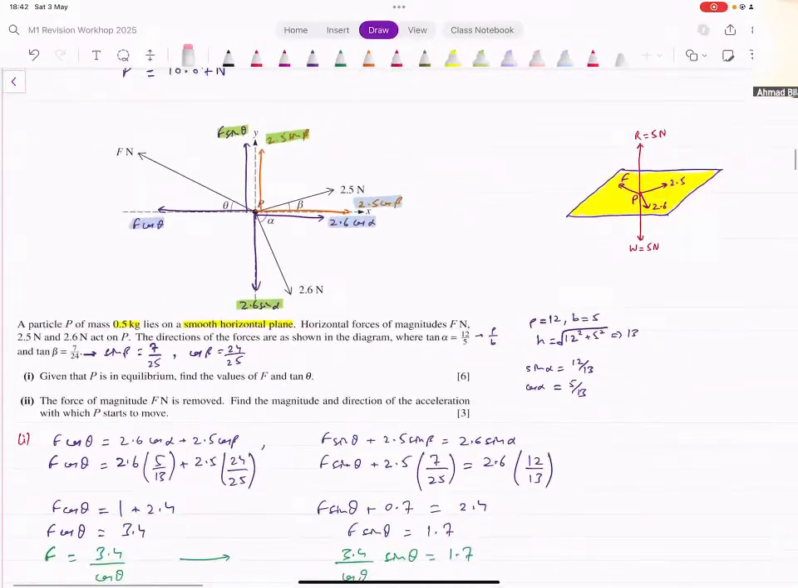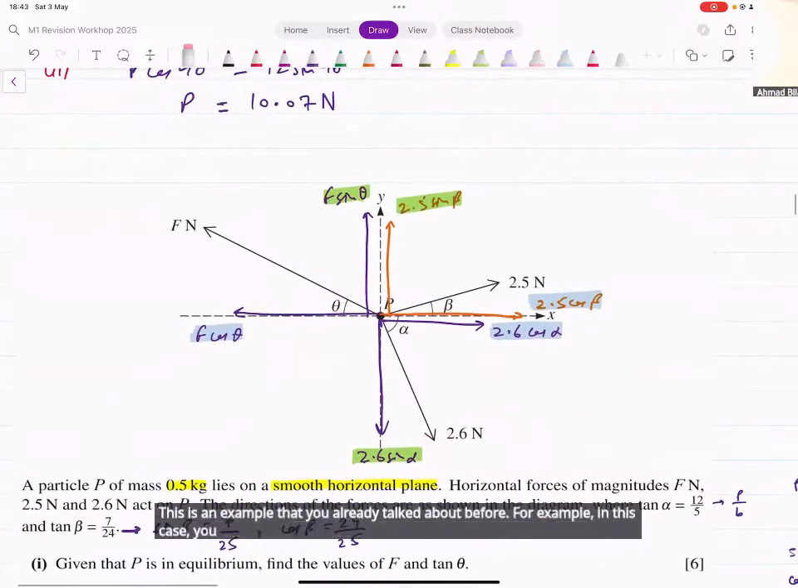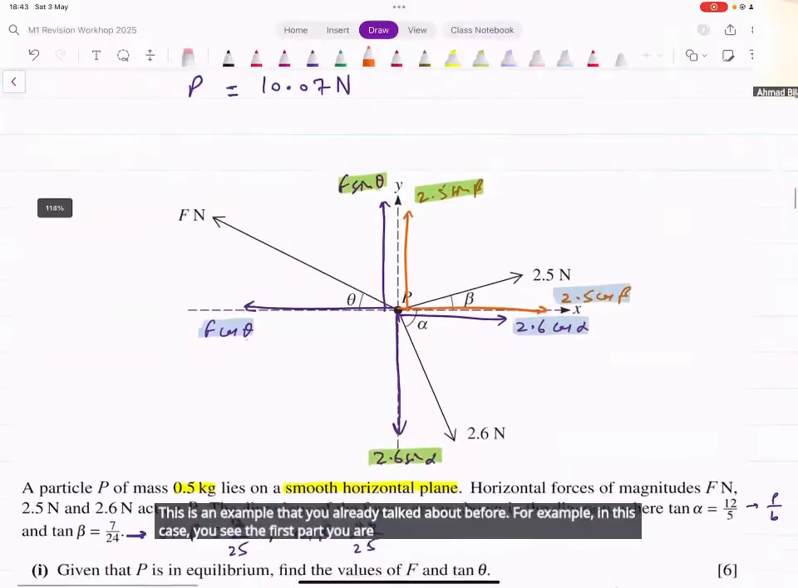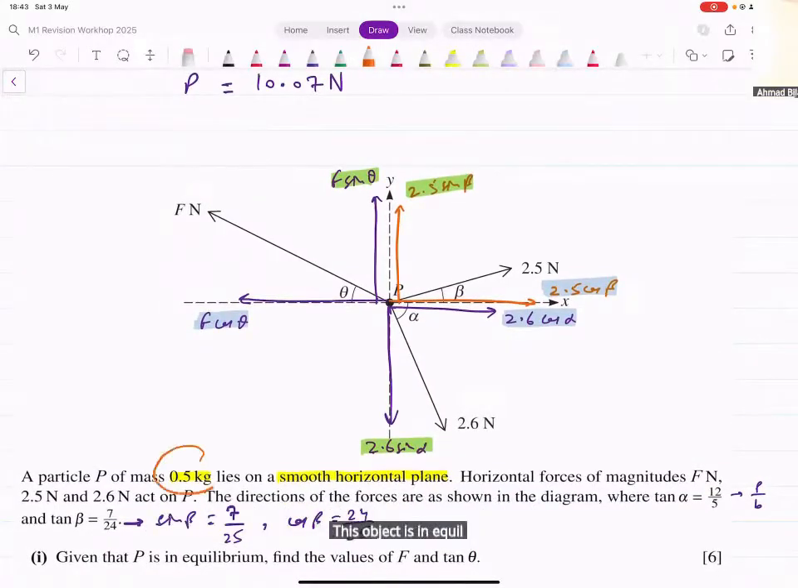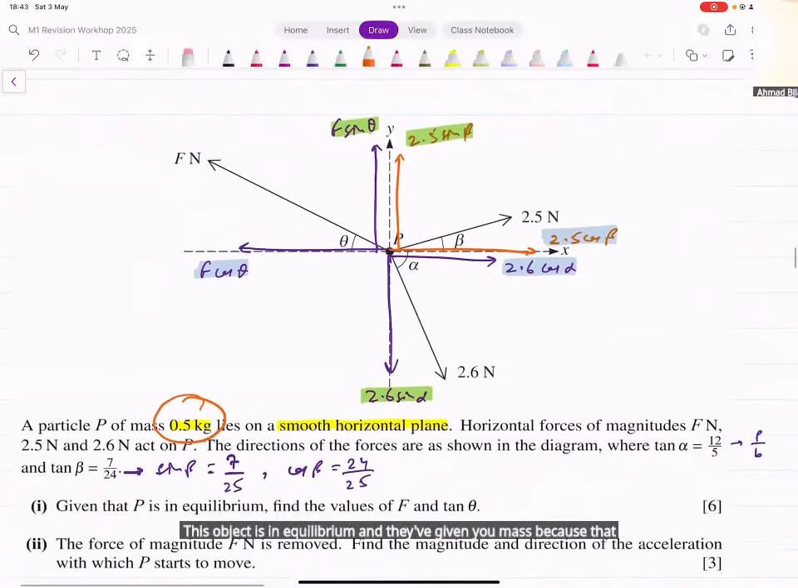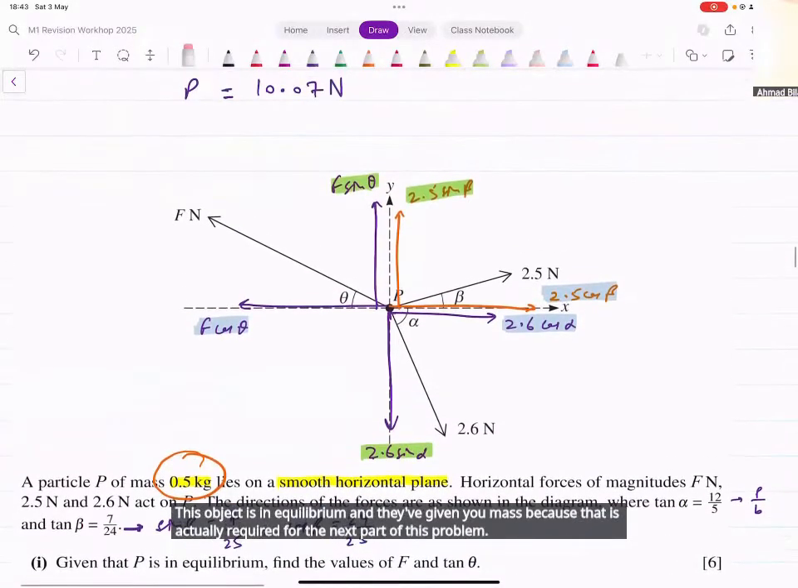This is an example that we've already talked about before. So for example, in this case, you see the first part, you are given that this object is in equilibrium, and they've given you mass because that is actually required for the next part of this problem. In the first part, a lot of people end up making this mistake.